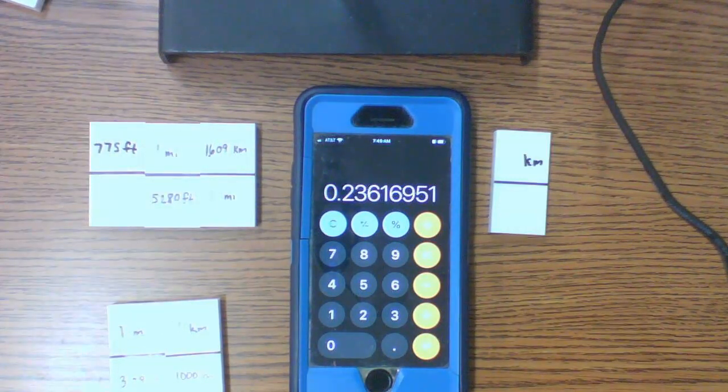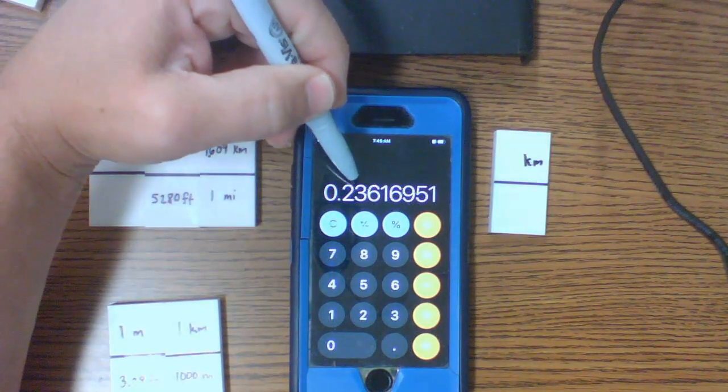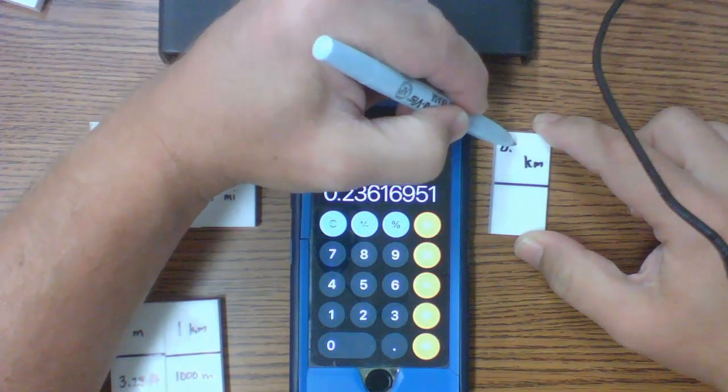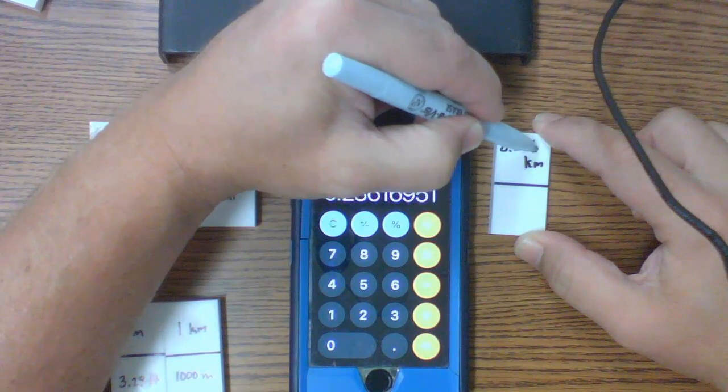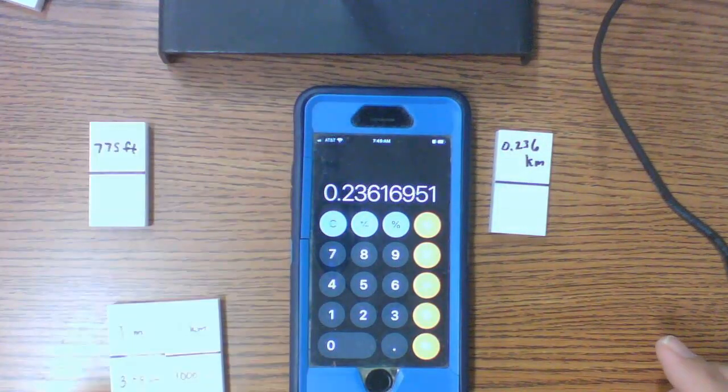Okay, so I count my digits again, 1, 2, 3. So I'm going to go 1, 2, 3. So it's 0.236. Now let's check, because the other set of dominoes should give us the same answer.